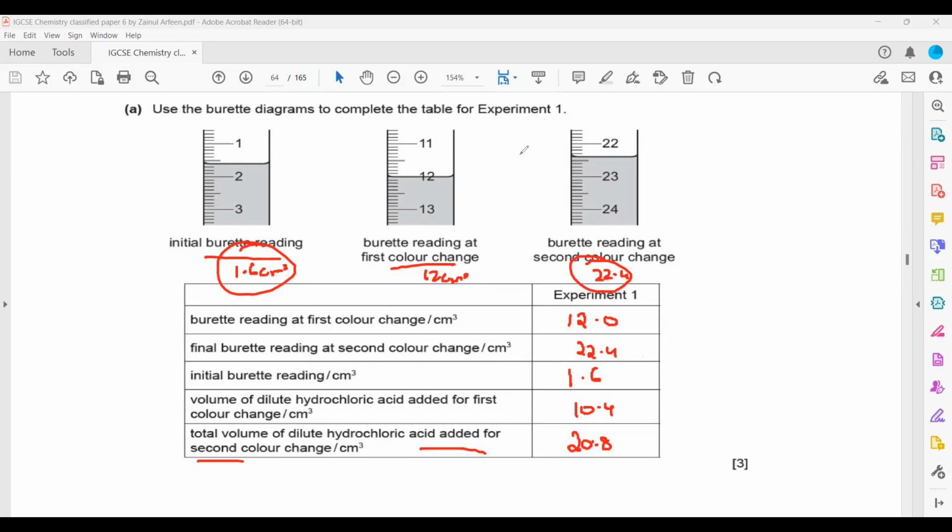These are the color changes, like the volumes which we add from the burette so that the color change happens or occurs. So the first color change happened when it changes from 1.6 to 12. The second color change, the total volume from 1.6 to 22.4. That's why it was 20.8.